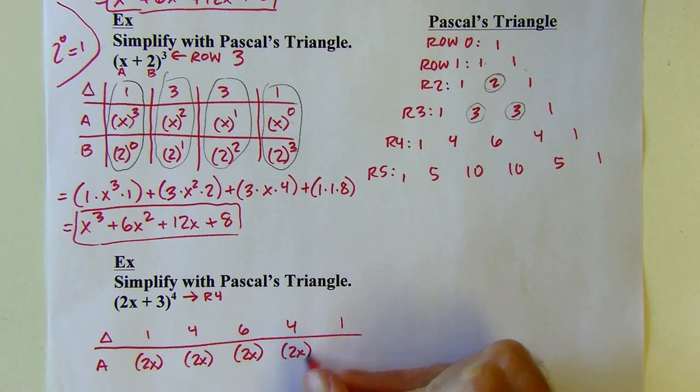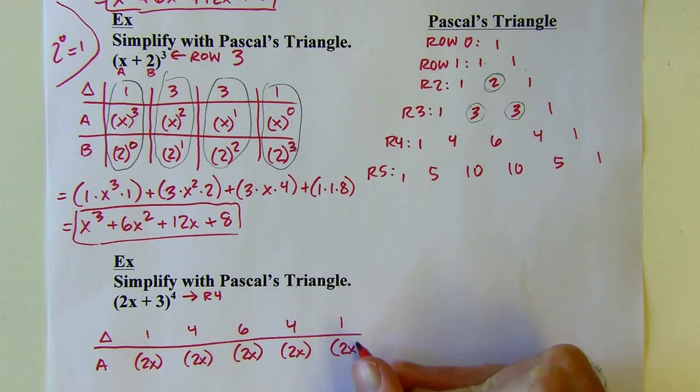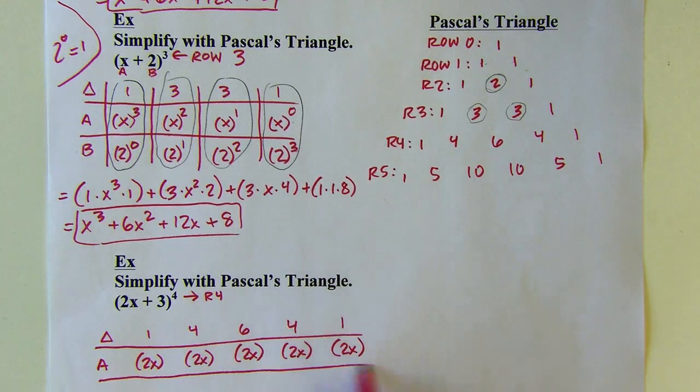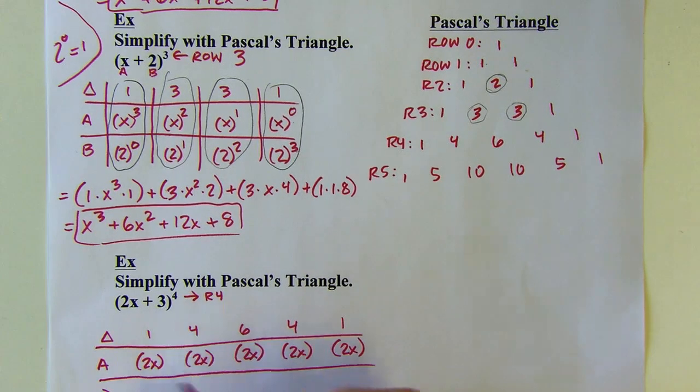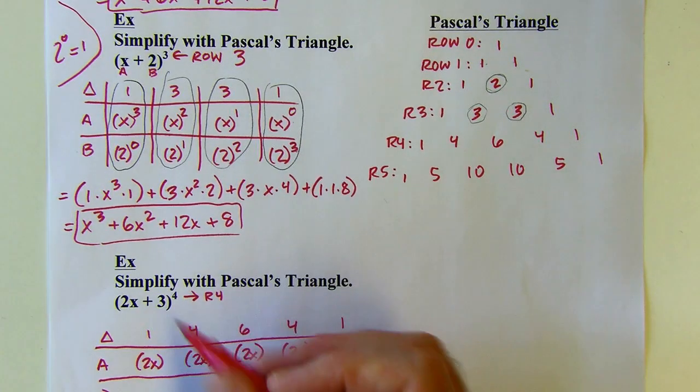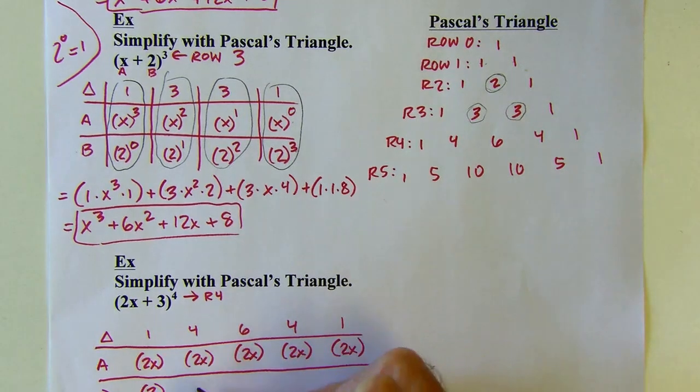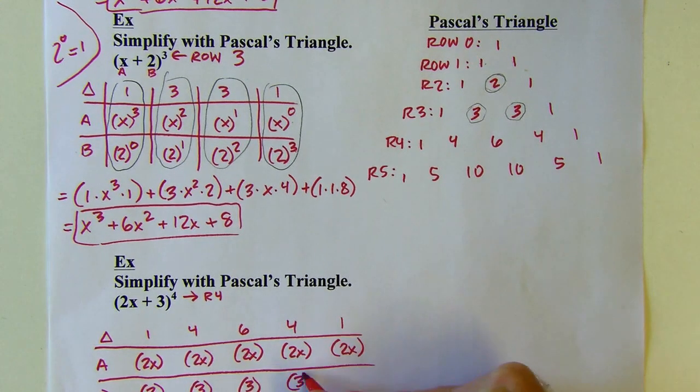So, it took me a while to explain how to do the first problem, but once you get used to the pattern, it's pretty quick to fill out this chart. And then my B is 3. Don't really need the parentheses, but I'll just do that because it's a good habit.